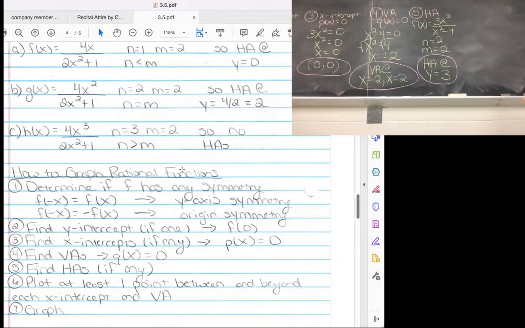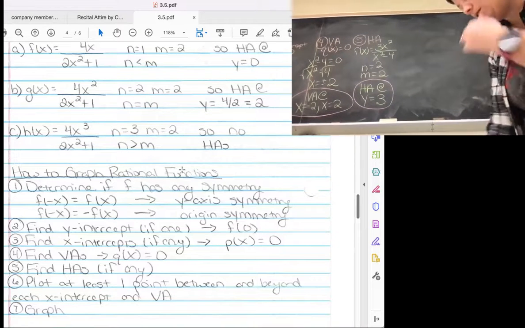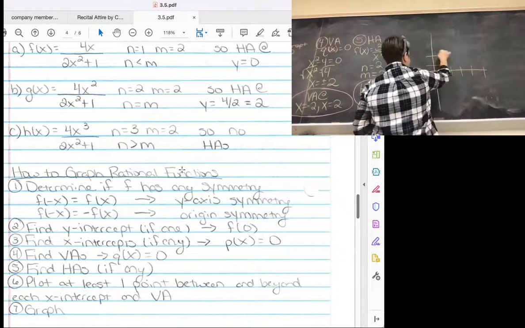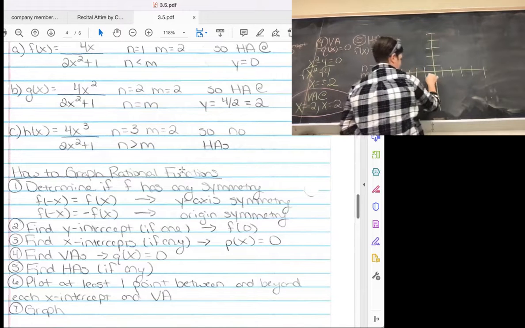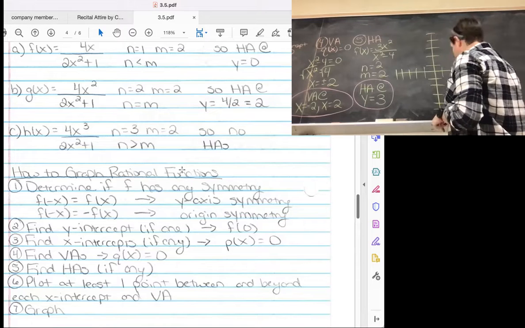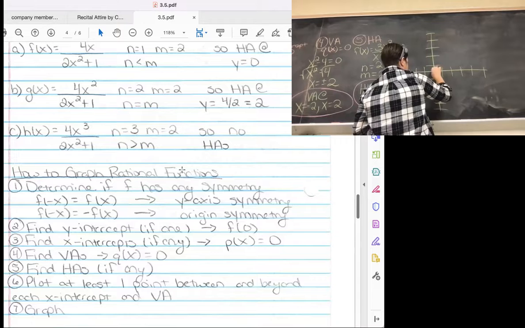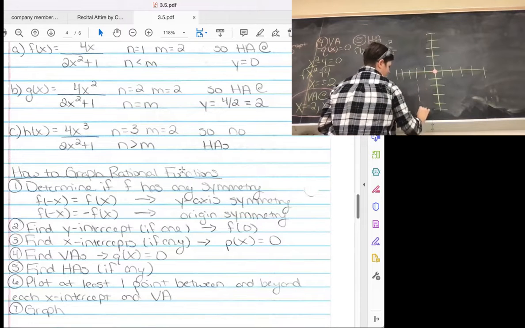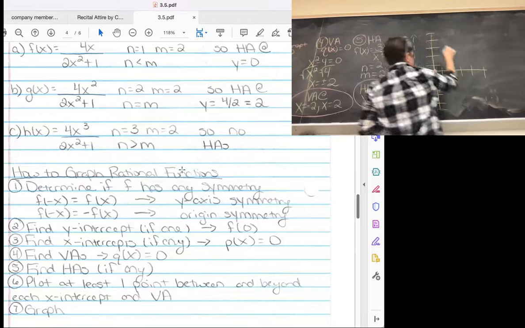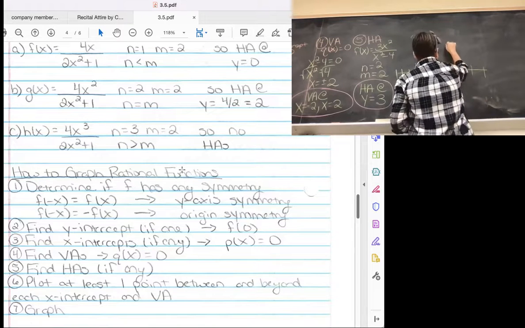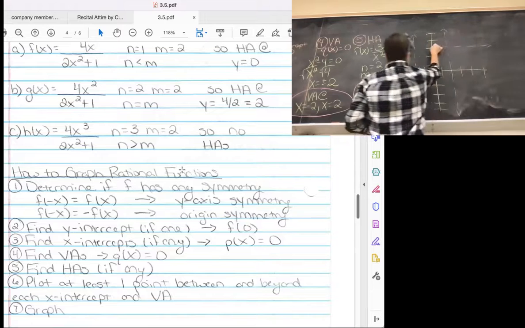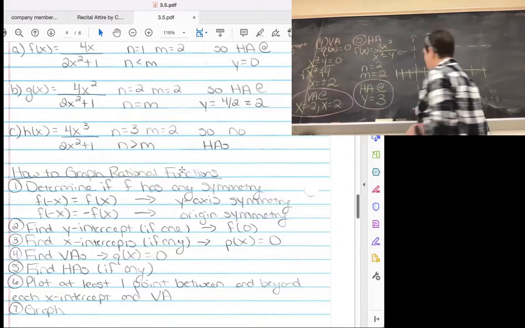Now that I have all of that wonderful information, I'm able to go ahead and put all of this stuff on a graph and then start being able to find where I need my test points. So I'm going to draw my graph. Here, I know that I had a y and an x-intercept at 0, 0. I know that I have vertical asymptotes at negative 2 and at positive 2. I know I have a horizontal asymptote at y equals 3. And that's really about all I know. And I know I'm symmetric about the y-axis.